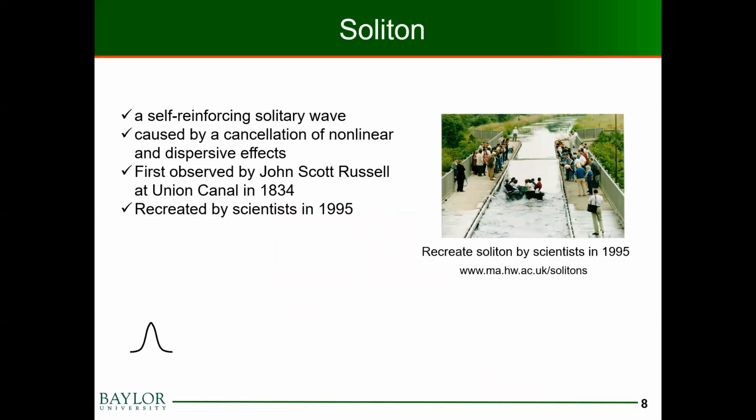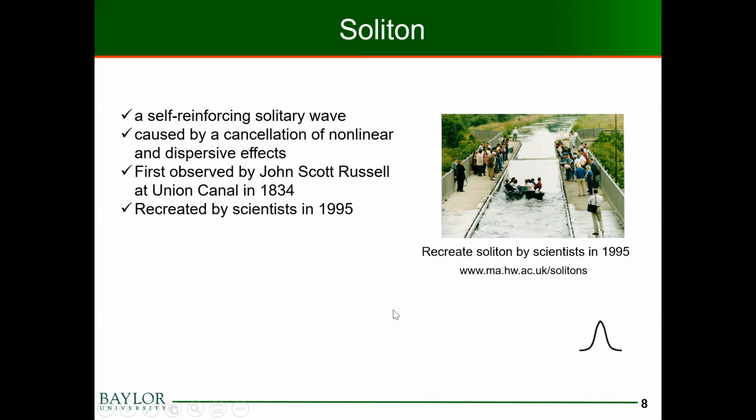Okay, so now one would ask, can they actually compensate? Can they actually totally cancel each other? So can you actually have a pulse that propagates with the preserved shape? The dispersion and the nonlinearity preserve the shape because they can cancel each other. So this is called soliton propagation. It is a self-reinforcing solitary wave. It is caused by a cancellation of nonlinear and dispersive effects.